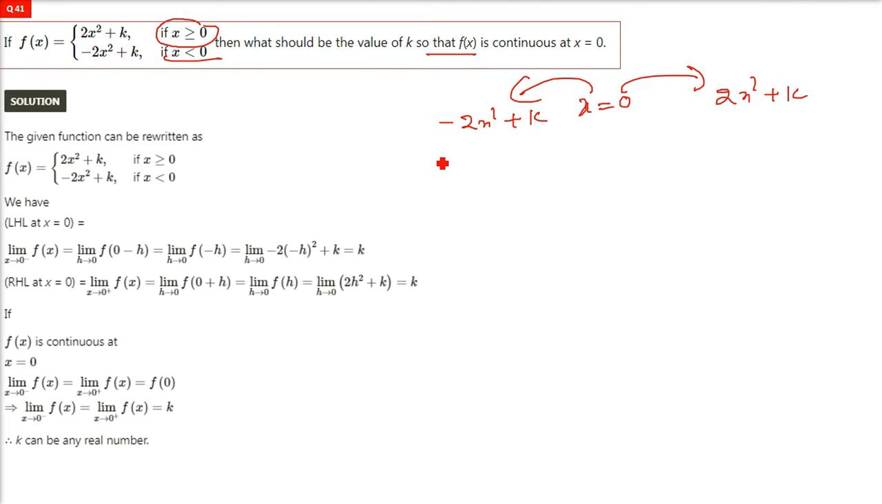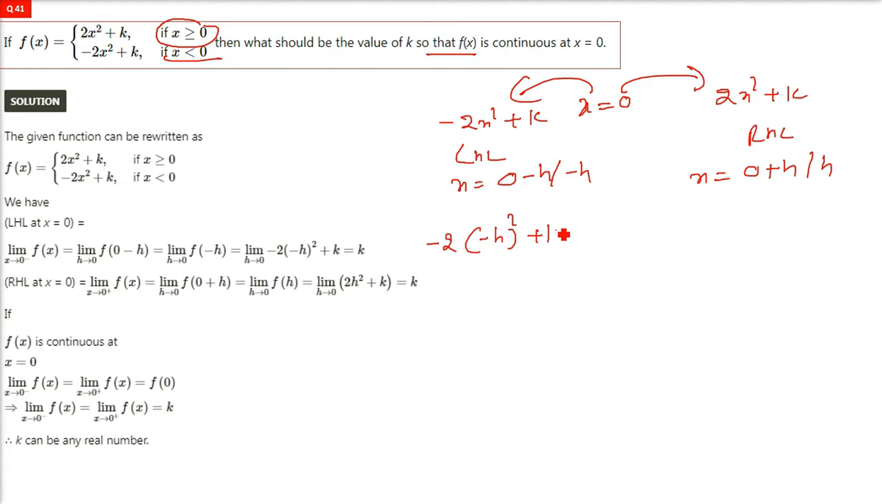So let us see what is k. Do we get value of k, or let us see. So left hand side and right hand side, RHL and LHL. So x is 0, you have to check. So use 0 minus h on the left hand side, 0 plus h on the right hand side. Now just put here 2 in place of x. 0 minus h, I am putting minus h. It is similar. Minus h whole square plus k. On the right hand side, I am putting h. So 2h square plus k. So this is negative 2 minus h square, which is of course minus 2h square plus k. Here you have 2h square plus k.